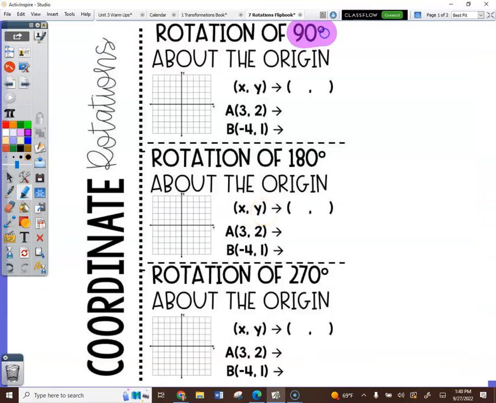Alright, we're going to rotate 90 degrees, then we're going to do 180, then we're going to do 270. And the rule is going to go right here, correct? We're going to put the rule right here.